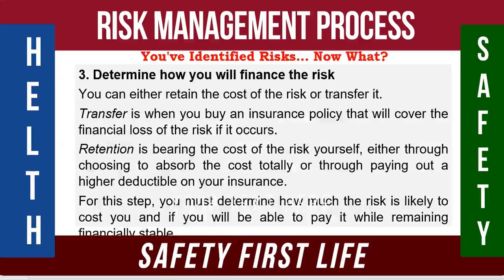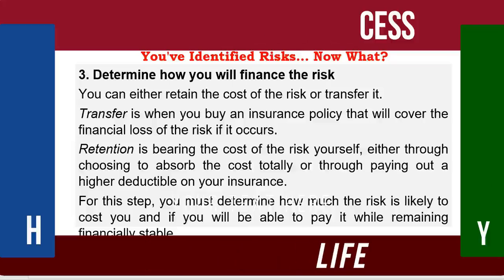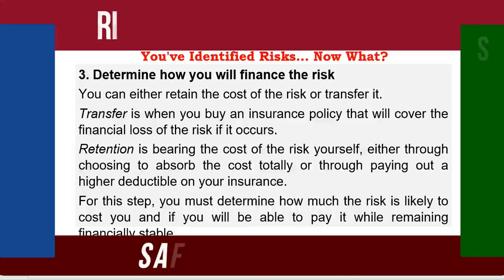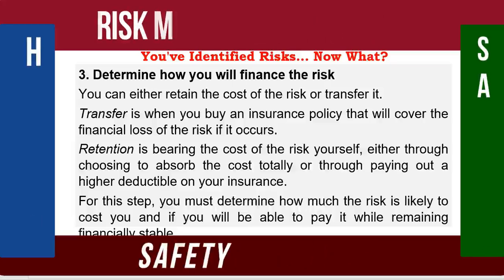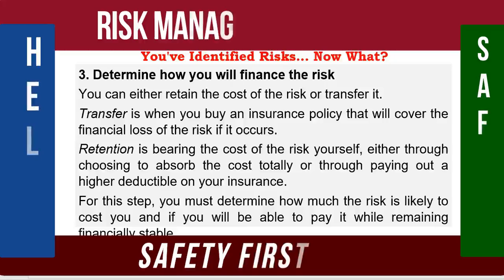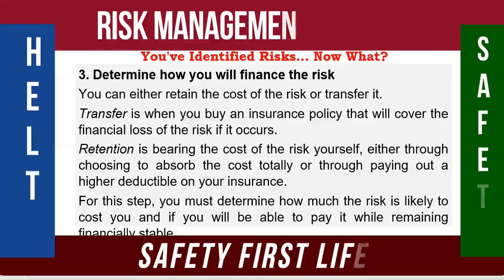Let us discuss now step number 3, determine how you will finance the risk. You can either retain the cost of the risk or transfer it. Risk transfer is when you buy an insurance policy that will cover the financial loss of the risk if it occurs. And risk retention is bearing the cost of the risk yourself, either through choosing to absorb the cost totally or through paying out a higher deductible on your insurance. For this step, you must determine how much the risk is likely to cost you and if you will be able to pay it while remaining financially stable.